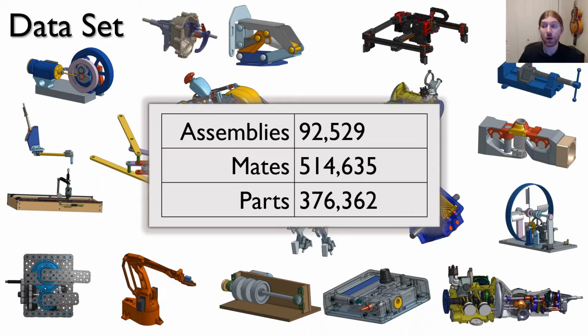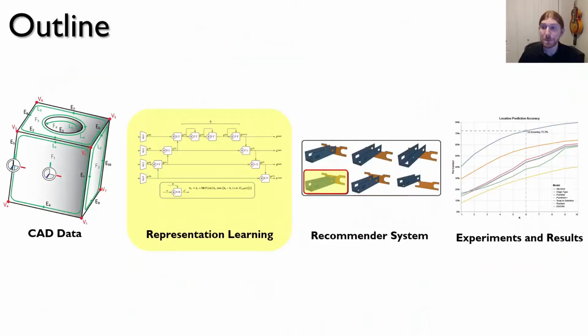To learn how to mate parts, we scraped and cleaned all of the publicly available assemblies in Onshape, a free-to-use browser-based CAD system. We will be releasing this dataset, which has nearly 100,000 unique assemblies, over 500,000 unique mates, and around 380,000 unique parts. Now that we've collected this data, we need a way to generate features for learning.